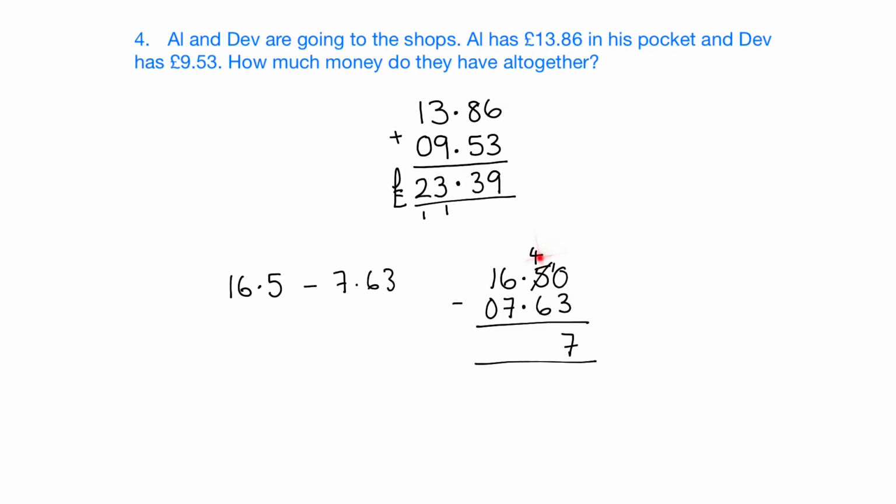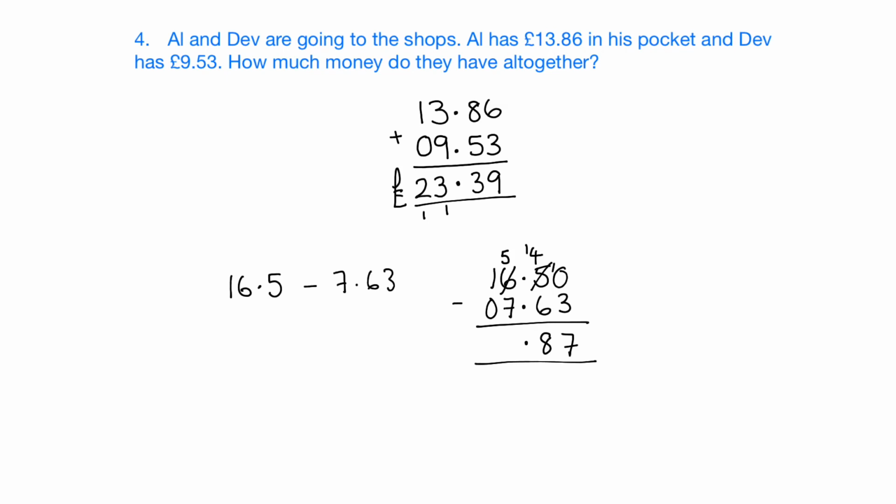Then we're on to 4 take away 6. But 6 is bigger than 4, so 4 is going to have to go next door to borrow. So that becomes 5. Give that 1 to the 4, so now it's 14. So we've got 14 take away 6 is 8. We keep our decimal points in line.